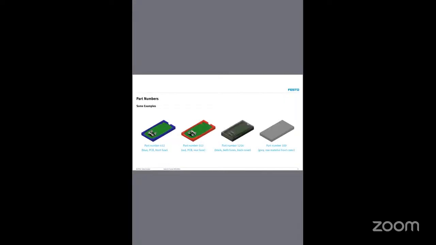Yeah, this is showing, right? So 412 means blue color, so blue color with PCB with the front fuse, right? And 513 means red color PCB with only the rear fuse. 1214 means black with both fuses back cover. Then 109 means gray color raw material front cover, like that. So every workpiece has a specific number.